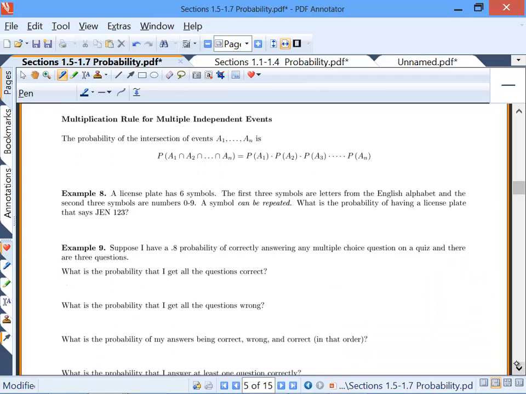So for example, we have our license plate again with 6 symbols. Okay, same setup as before, but a symbol can now be repeated. Okay, and because it's repeated, that means that these are all going to be independent events. They don't affect each other. So now when I want my gen 1, 2, 3, what is the probability of the J? It'd be 1 out of 26, and the probability of the E is still going to be 1 out of 26. The probability of the N is 1 out of 26, and the numbers are 1/10 for each of them.